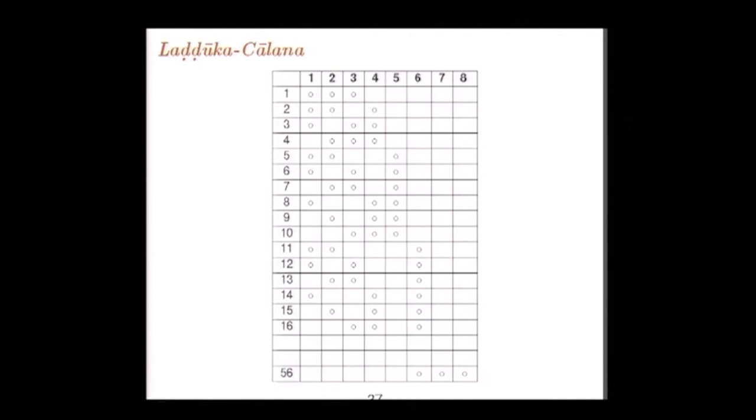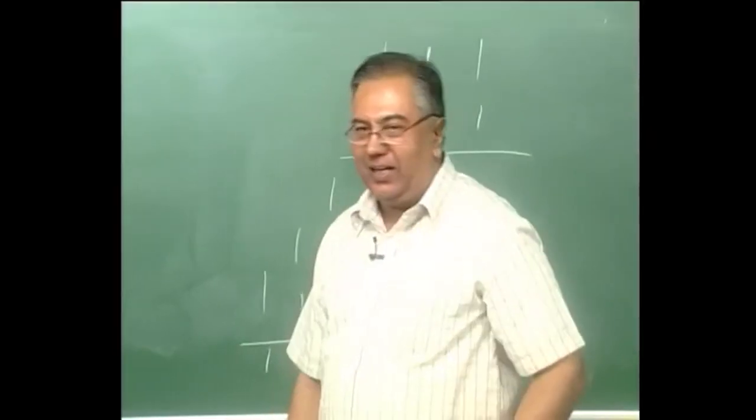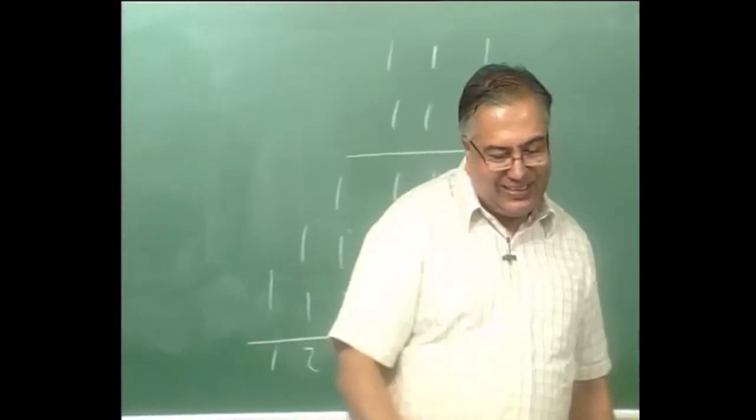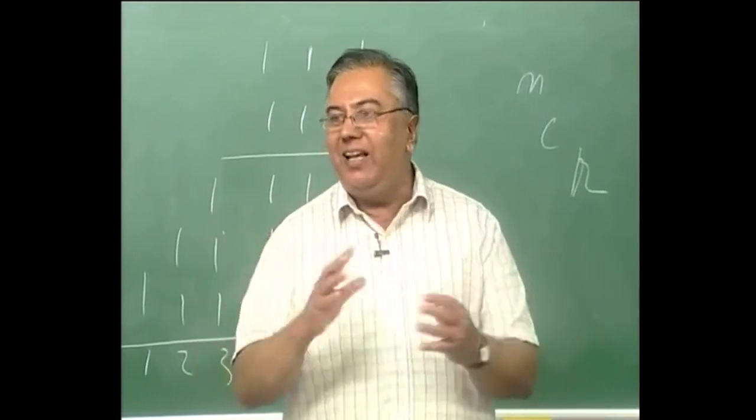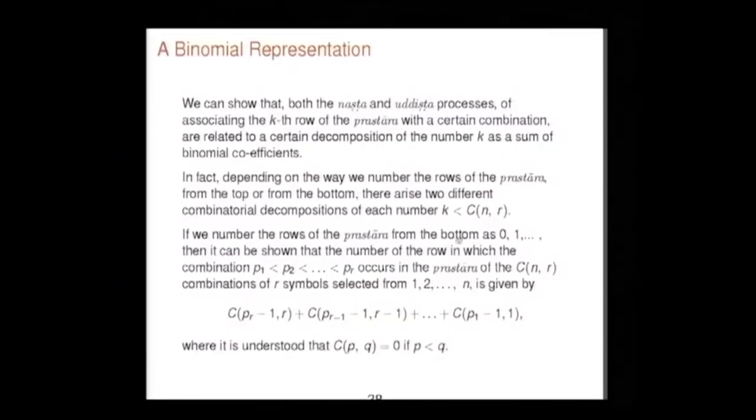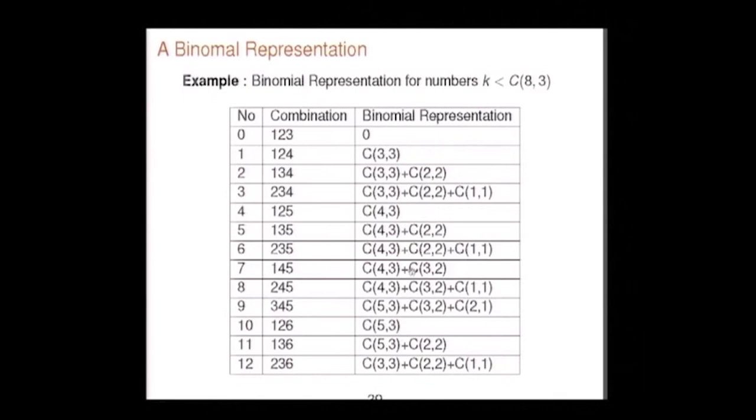So he also mentions that. You can use this laddu ka chalana method to do nashta and uddishta. It's just brilliant the way they are thinking about the problems in multifarious ways and putting them together. And from this we can generate something called a representation of every integer in terms of the binomial coefficients. We will not go into the theory of this, so I will just write down. So each number can be written as a combination of the binomial coefficients in a unique manner. For any given prastara, such a representation is possible.